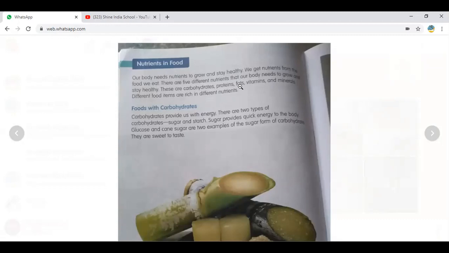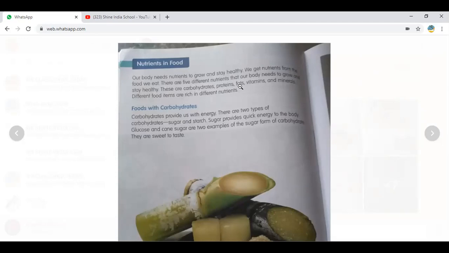Why those 5 types of nutrients are very important to the body, which helps it to grow. These are carbohydrates, proteins, fats, vitamins, and minerals. These are the 5 nutrients which are very important to our body to grow and to improve our health. So these are the 5 types of food materials, or you can say nutrients, for our body.